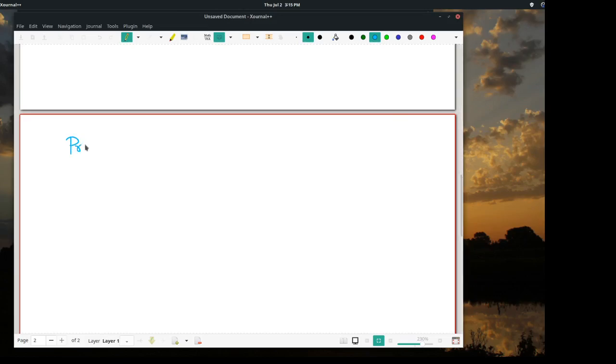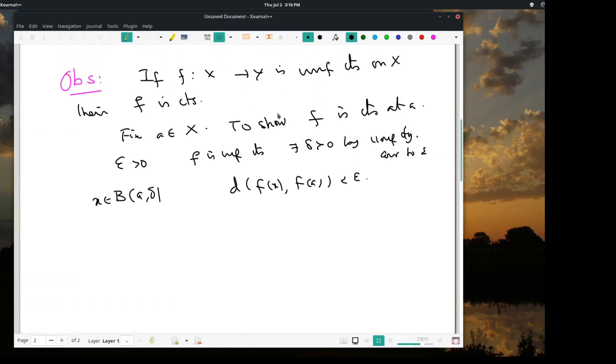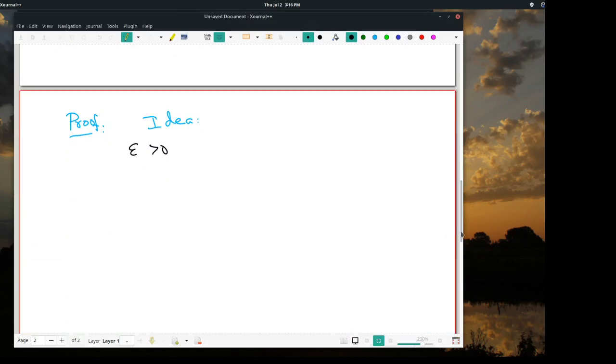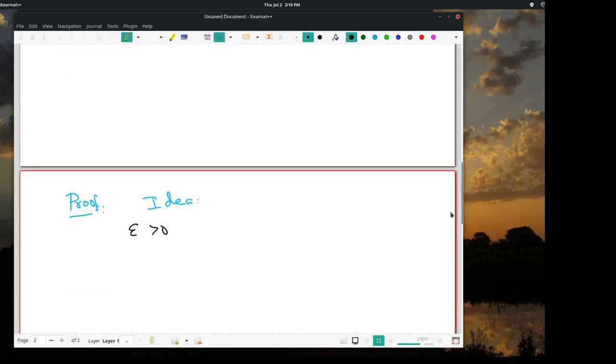Let us first see what is the idea of the proof, and then see why I should modify or improve upon this idea. So let epsilon be given. I want to show f is uniformly continuous. We know f is continuous, therefore for any given x, f is continuous at x.